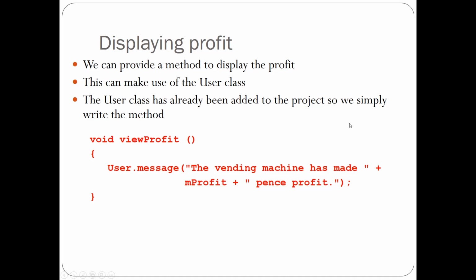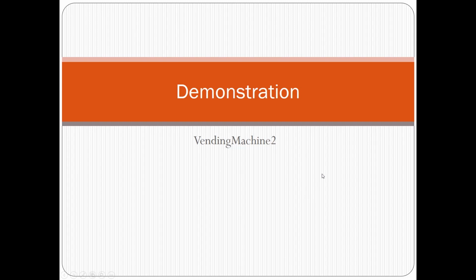And to finish off, we have our method to view the profit. Again, we'll use the user class. It's already in the project because we use it for view quantities, but we can use user.message and we can say that the vending machine has made the value of mProfit pence profit. And we'll have a look at that updated program right now.